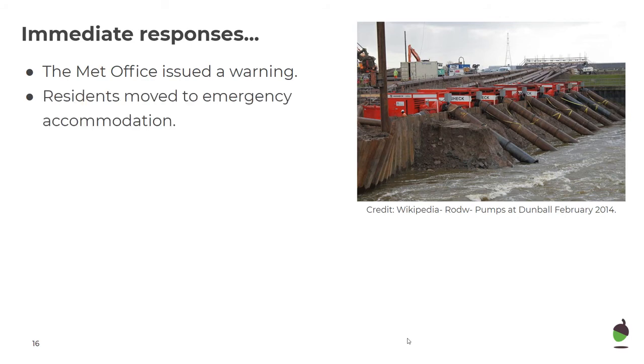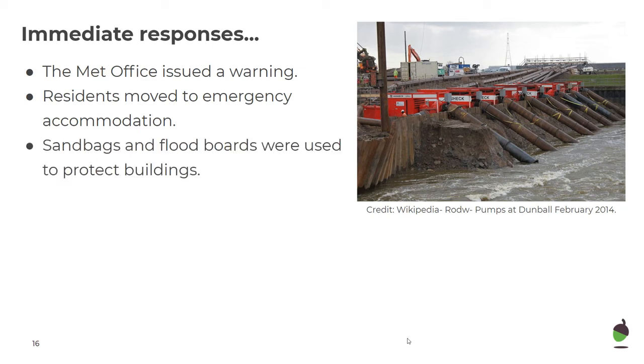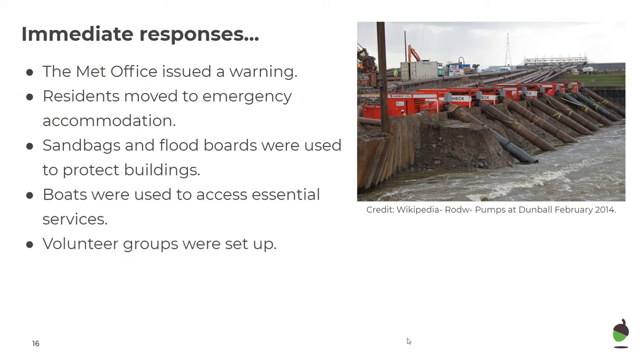Residents were moved to emergency accommodation in certain areas of the Somerset levels, and this reduced the risk to life. Sandbags and floodboards were used to protect buildings, so this would reduce damage to the properties themselves and reduce the loss of personal belongings. This does, of course, reduce the cost of repair overall. Boats were used to access essential services such as medical care. Volunteer groups were set up to ensure that the communities looked after each other.